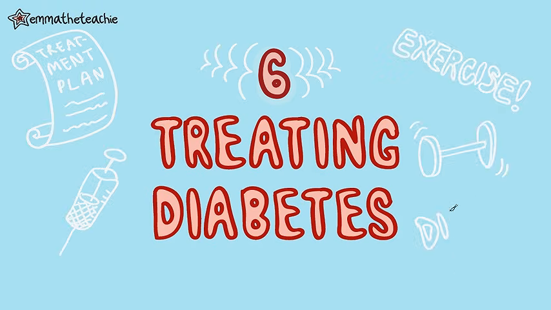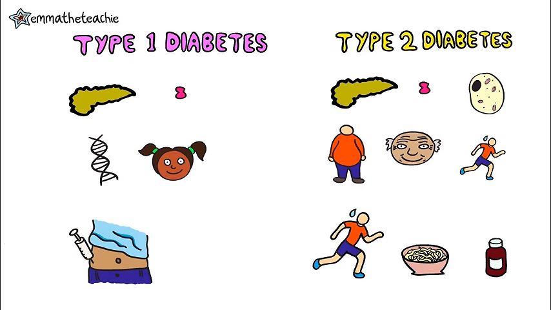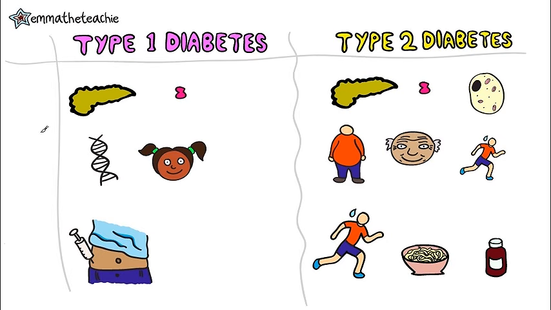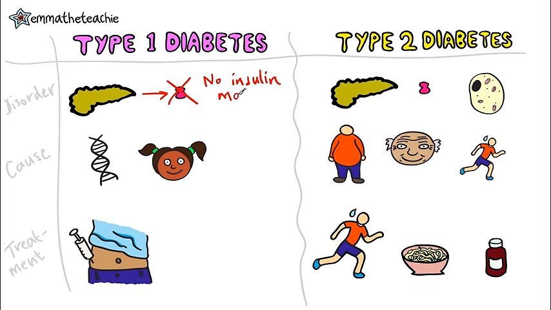6. Treating diabetes. There are two types of diabetes. You need to be able to compare and contrast them. We'll look at what the disorder is, the causes, and the treatments. Okay, so in type 1 diabetes, the pancreas doesn't actually produce any insulin. This means that the blood glucose levels can rise to fatally high levels.